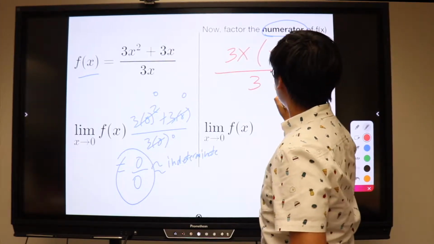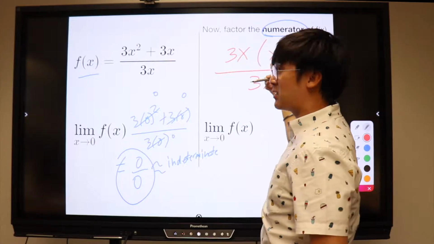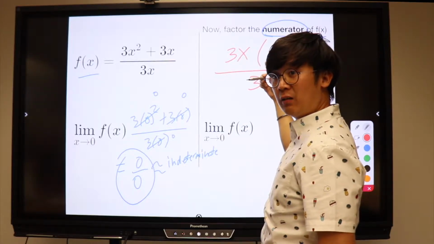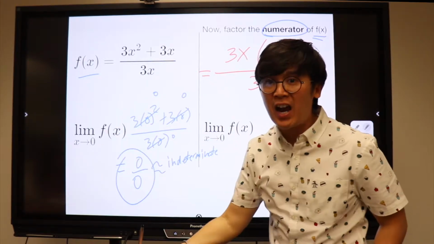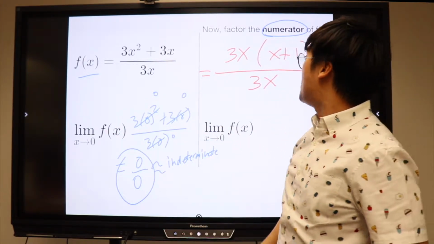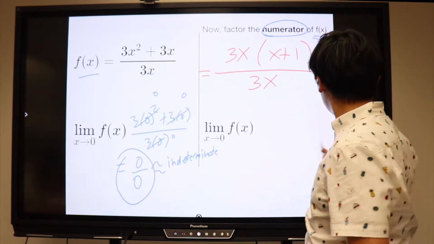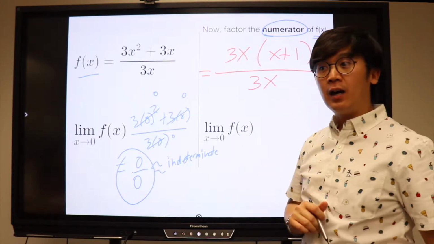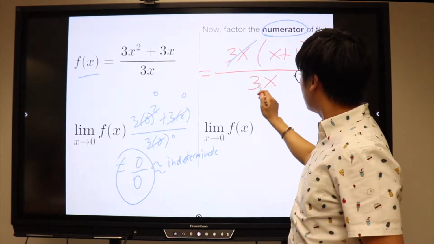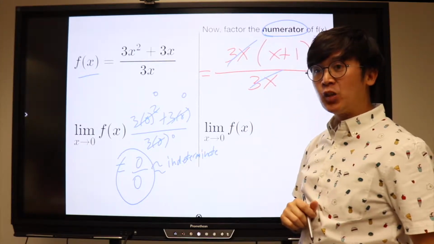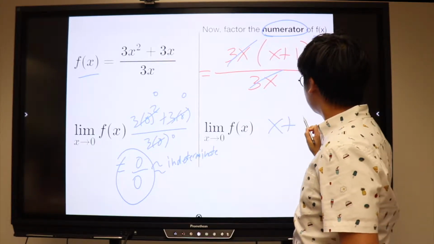All over 3x. Is this function the same as this function? Yes or no? Do they have the same value? Yes, because we just modified it into its factored form. But by modifying to its factored form, what do you notice? Can we simplify the rational equation? Yes, because now we can cancel it. So by canceling it, the f of x is now x plus 1.